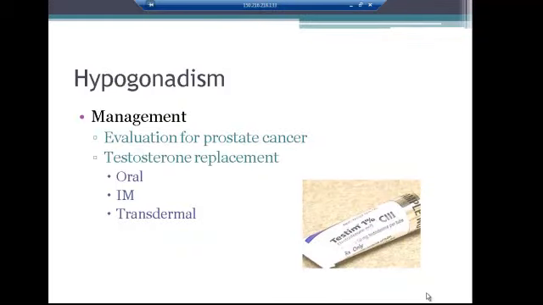The management of hypogonadism is number one, evaluation for prostate cancer and make sure there's nothing underlying that needs to be fixed. And then testosterone replacement, either orally, intramuscular, or transdermal. Androgel is the form of transdermal replacement, and then there's also just testosterone injections that you can give patients as well.